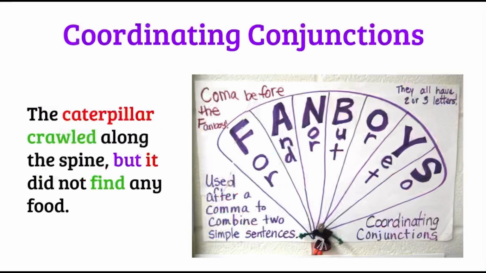Now these are sometimes called fanboys, which helps you to remember these different words that you could use in the middle of the two sentences. So for example, the caterpillar crawled along the spine, but it did not find any food. You need to use a comma to put in these coordinating conjunctions, and you can see in this picture here there's lots of different ones. FANBOYS stands for: for, and, nor, but, or, yet, so.